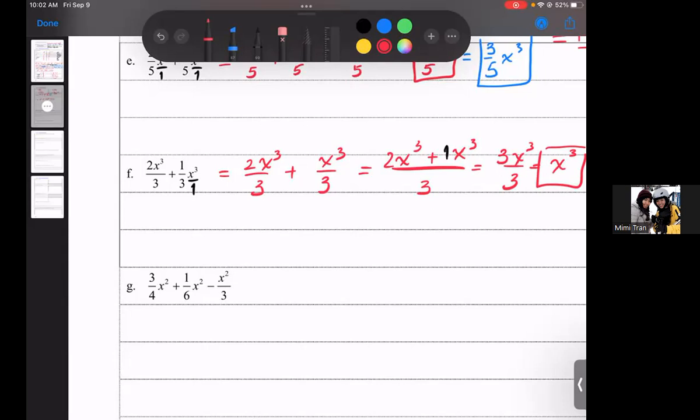Let's put 3x cubed over 3, would that be wrong? If they ask you to simplify, it'll be subtract a point. You did simplify. Yeah. It's not wrong, it's just they want the final result to be simplified.